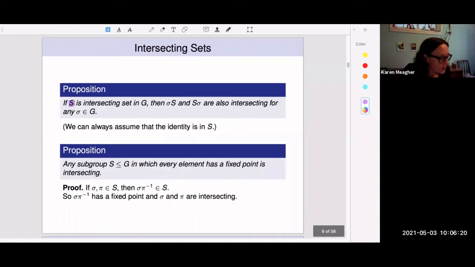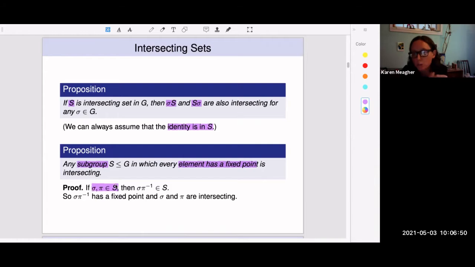Okay, if I have an intersecting set, I can multiply it by any element in G, and it's still going to be intersecting. So I can always assume that any element is in my set. Usually you pick the identity to be in it. If I have a subgroup, and now this time I'm looking at a group, not just a set, if every element has a fixed point, then that subgroup is going to be intersecting. And that's easy to think about.